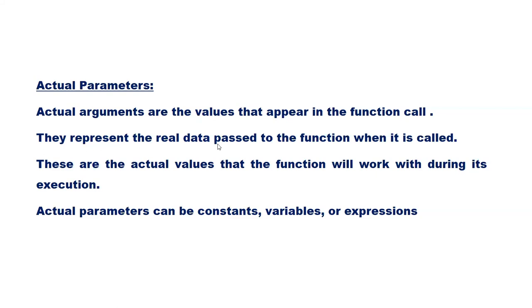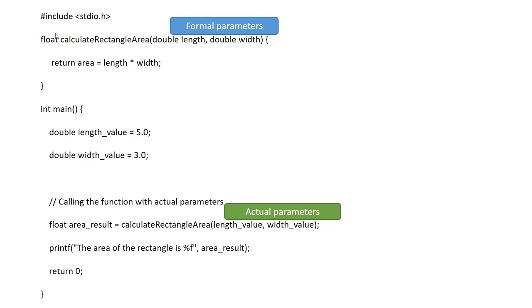They represent the real data passed to the function when it is called. These are the actual values that the function will work with during its execution. Actual parameters can be constants, variables, or expressions. Let us see the example.